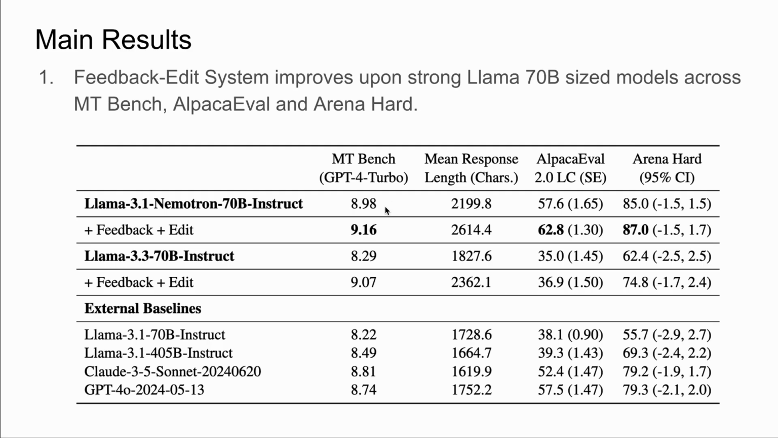What we found was that if we just use a very strong base model, this was the model that I showed in the previous set of slides, and you just include the feedback and edit system, we find that we are able to improve it across all axes. So improve MT-Bench, Alpaca Eval, and Arena Hard. And this works even if you're dealing with a not so strong initial model. So for example, Llama 3.3 70B, it always pushes it beyond what it can do initially.